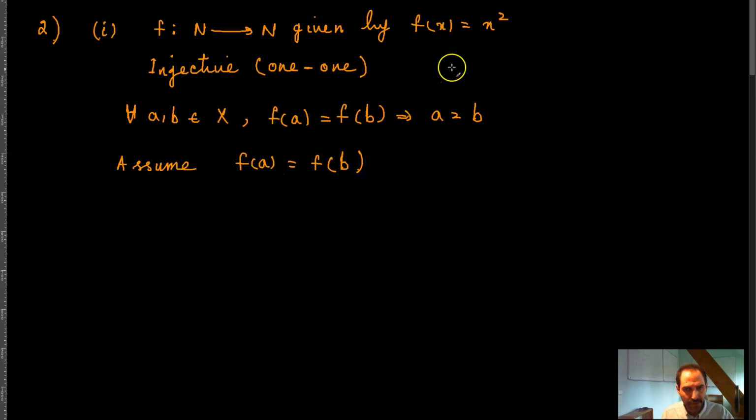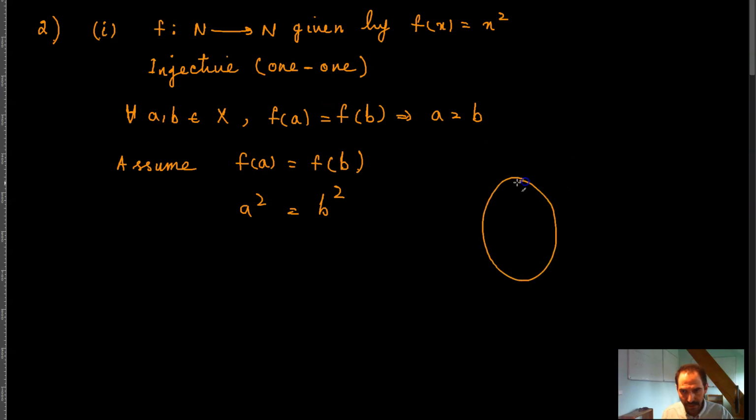f of a is equal to f of b. If f of a is equal to f of b, what that means is that f of a would be a squared here, f of b would be b squared here. So a squared is equal to b squared. Now, this a and b belongs, of course, to the domain of the function.